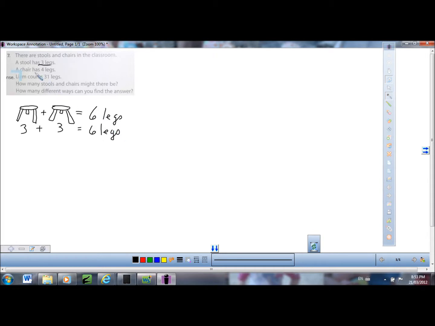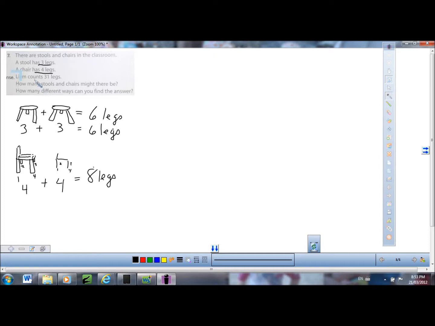Now this problem says that you also have chairs, and a chair has 4 legs. And then you have the other one, which would be over here. So we've got one chair with 1, 2, 3, 4 legs, plus another chair, and the other chair is also going to have 1, 2, 3, 4 legs. So if you have 2 chairs, you would have a total of 8 legs.